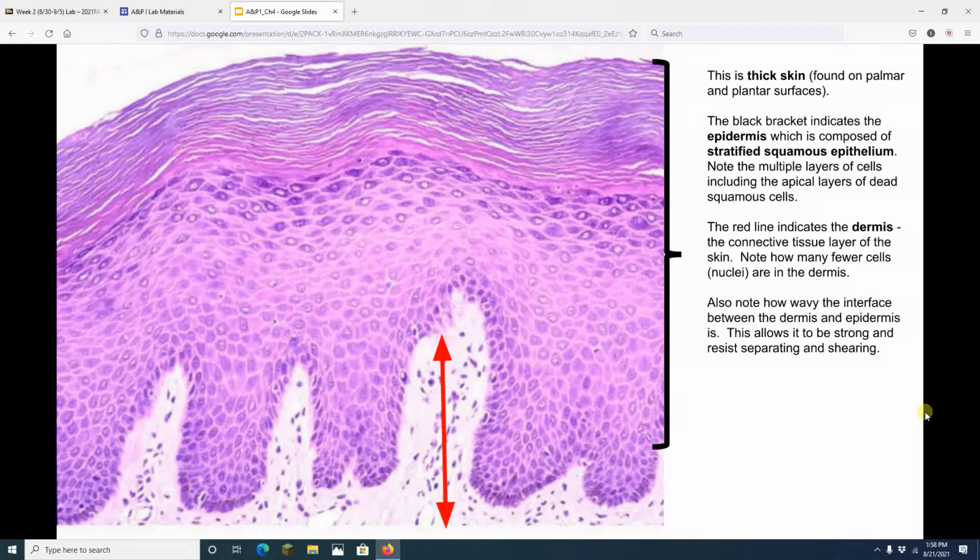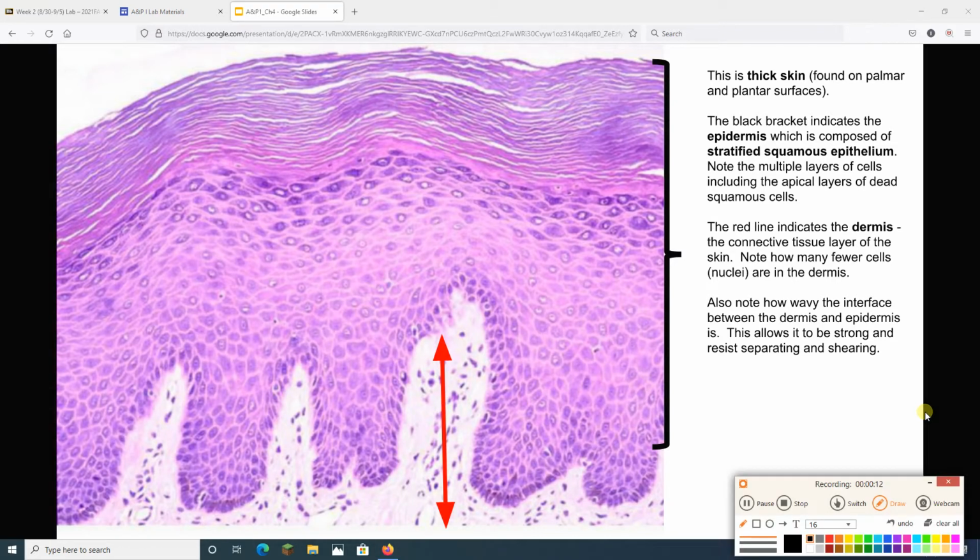Hey folks, welcome to the second lab on epithelial tissues. Last time we met, we looked at simple and pseudostratified epithelia. Today, we're looking at stratified epithelia and a couple of things associated with them.